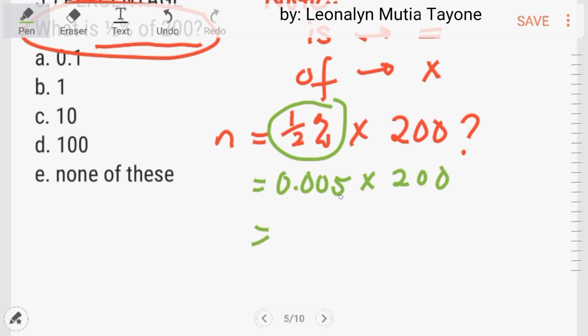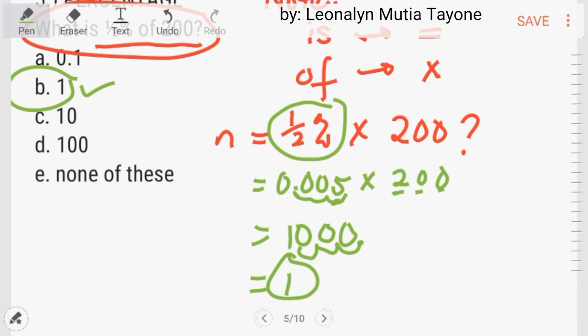This is 5 times 2. You have 10. Now, ilagay mo lang dalawang 0 dyan. Ignore mo muna yung decimal mo. Ngayon, go back sa decimal. 1, 2, 3. The answer is 1. Letter B.